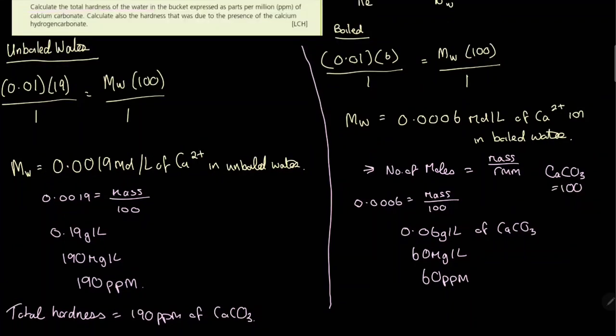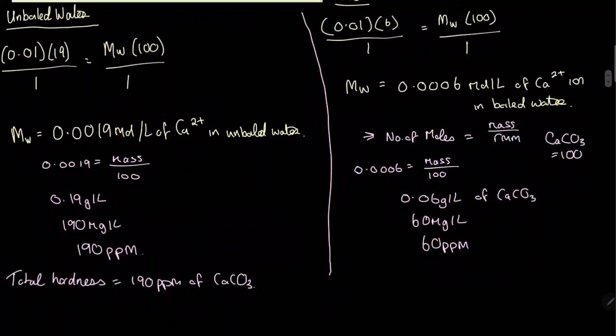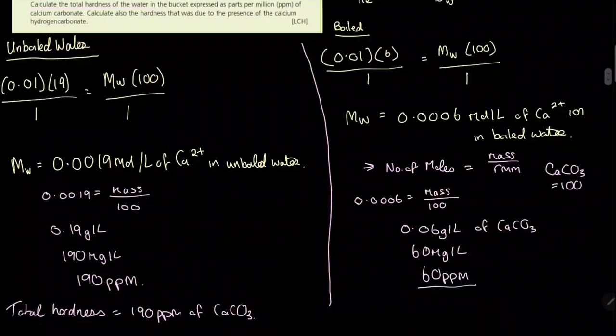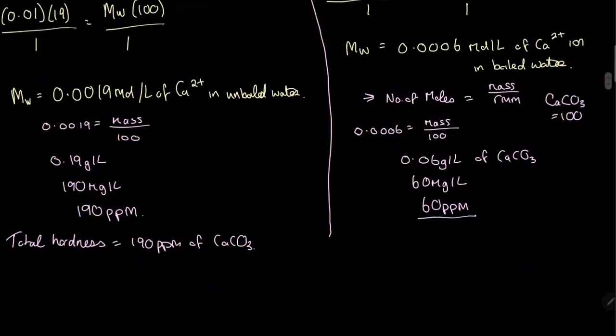Okay, so when the solution is boiled, the calcium hydrogen carbonate that's present converts into calcium carbonate, carbon dioxide and water. So we're removing some hardness when we're actually boiling the water. And when it's boiled, we found out that there's only 160 parts per million left in the water. So due to the calcium hydrogen carbonate, so the second part, calculate also the hardness that was due to the presence of this calcium hydrogen carbonate.